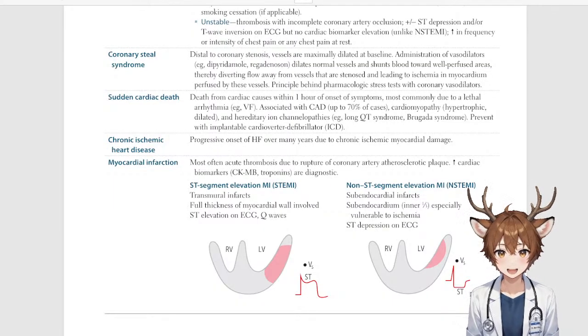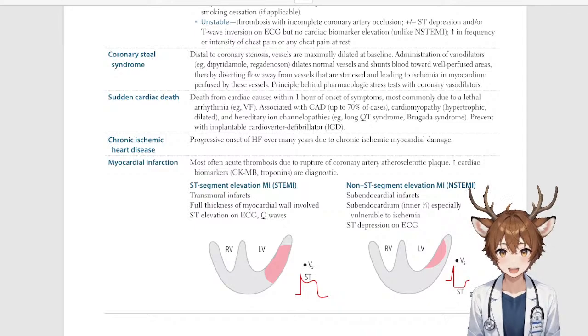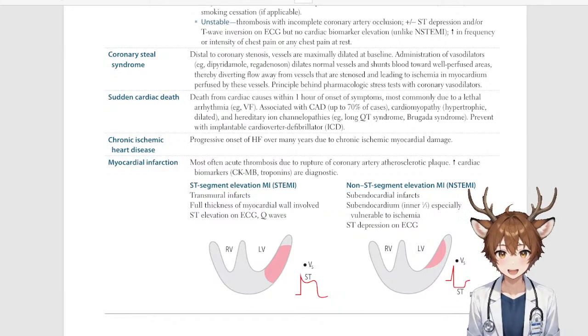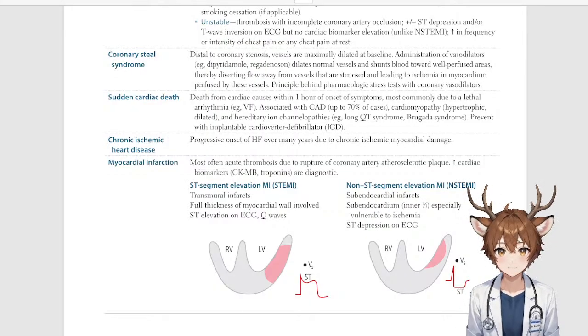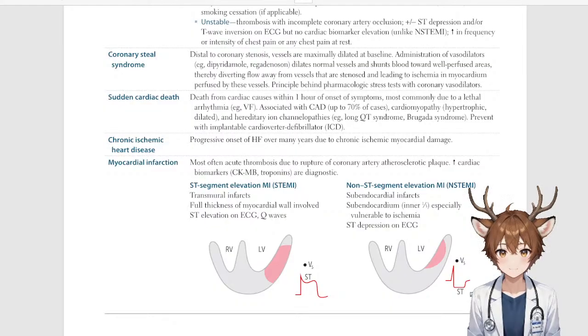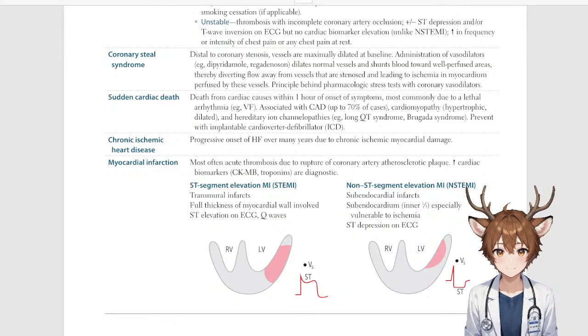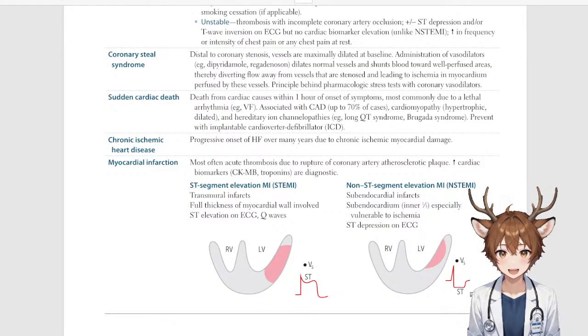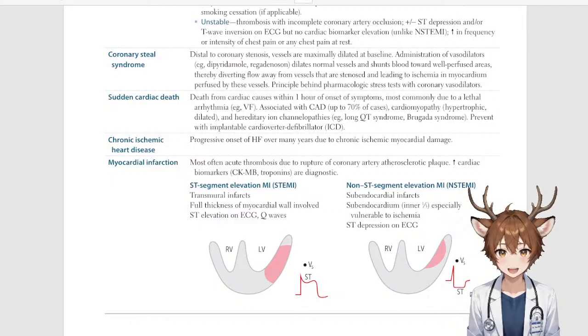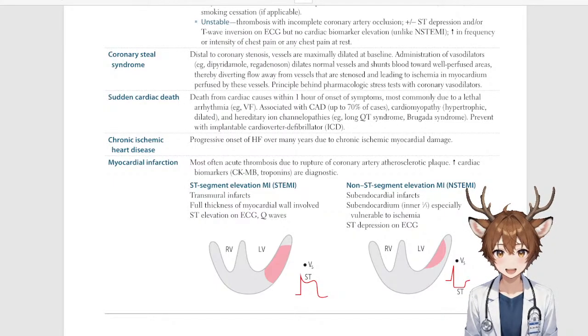Okay, now for NSTEMI, so that's non-ST elevated MI. These are also part of coronary artery disease, a type of it, but now we're talking about the category of heart attacks, myocardial infarctions. So NSTEMIs have pain at rest. They have elevated troponin levels. They have an infarction that's a subendocardial infarction. You can see that in the diagram as well. And they will have ST depression and or T-wave inversion.